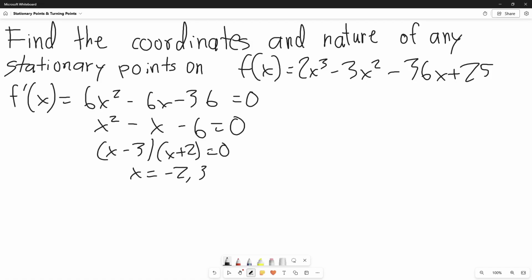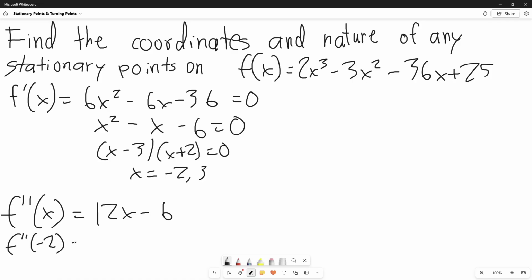And now we have our x values for the stationary points, and to see if these are turning points, maximum or minimum, first we can do the second derivative test. If those don't work, we can do the thing where you take values slightly before the number and slightly after the number to see the behavior. But first, let's take the second derivative. So f double prime of x will be 12x minus 6. First, let's try negative 2. So f double prime negative 2 is equal to negative 24 minus 6, which is negative. And if it's negative, that means it's concave down because the slope is decreasing, which means we have a maximum.